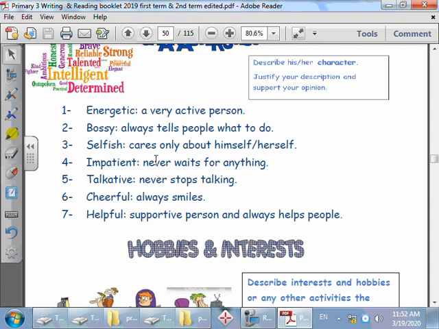Cheerful, like always smiles. When someone always has a smile on his face, we say this person is cheerful. Okay? We could say helpful. What's the meaning of helpful? A supportive person who always helps people. He's always there when you need them. He helps you whenever you need them.